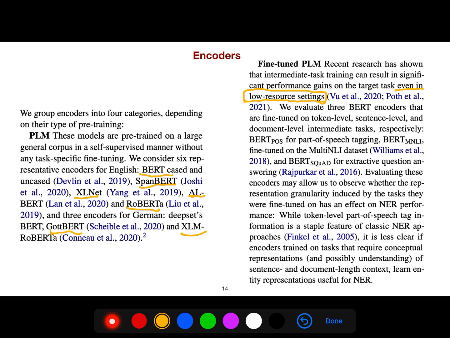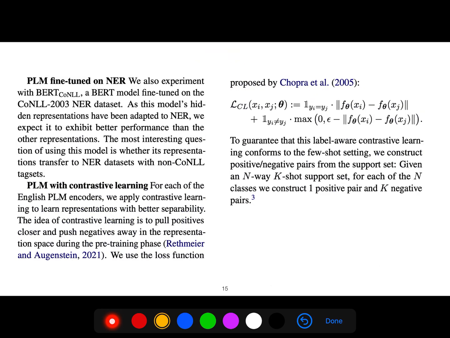So we evaluate BERT encoders that are fine-tuned on token-level, sentence-level, and document-level intermediate tasks. We also experiment with BERT-CoNLL, a BERT model fine-tuned specifically on this dataset for named entity recognition. And we can combine this pre-trained language model with contrastive learning. Your contrastive loss is just the difference between your embeddings of each sample and the mean, if they have the same label.